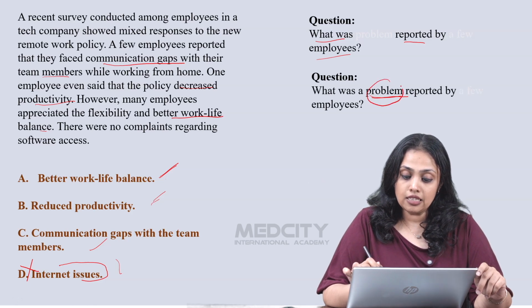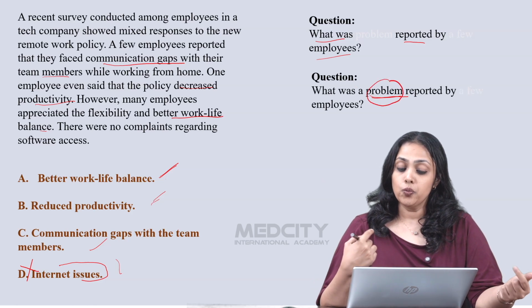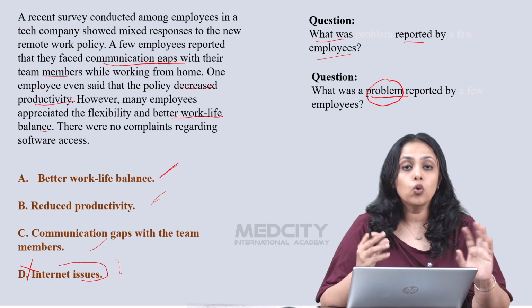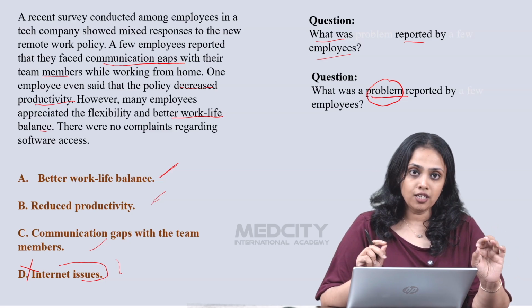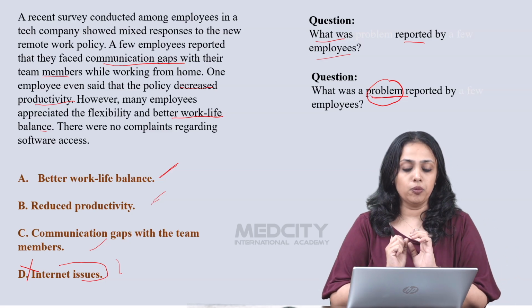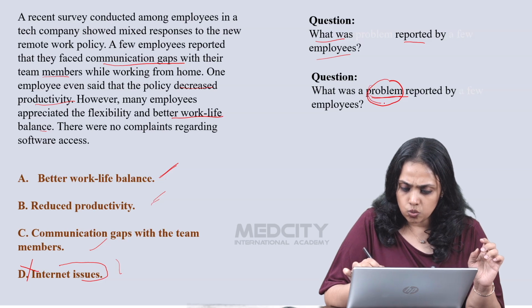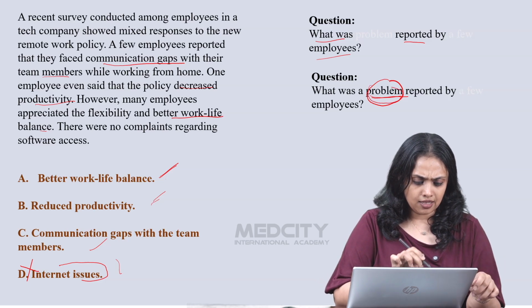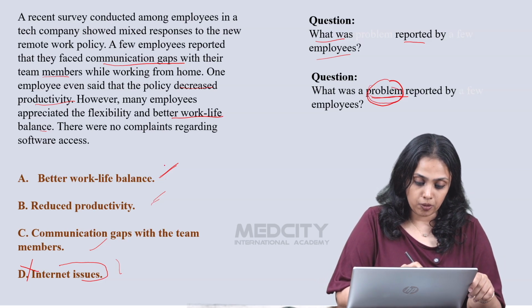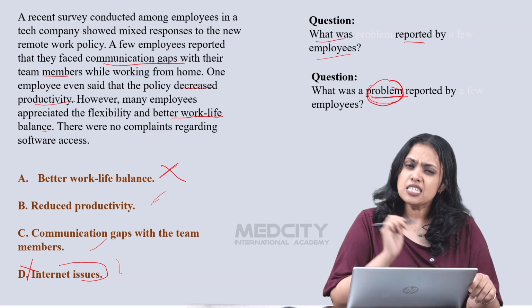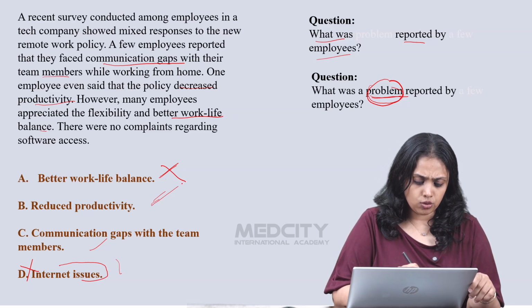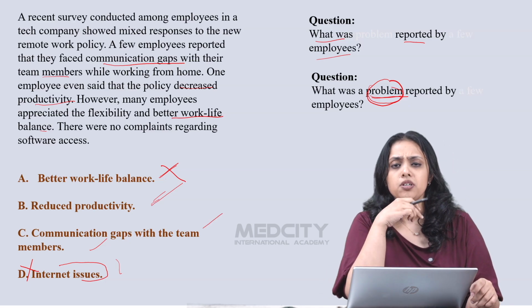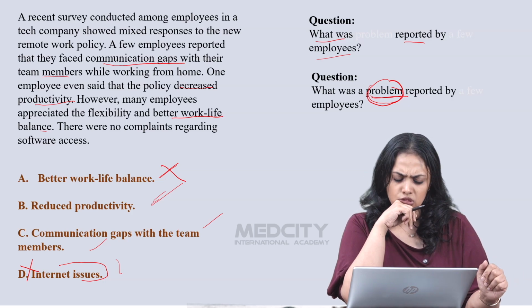Now you understand that you need to focus on the problem. When you read the first time, you might overlook certain words. That's why you are left with a lot of options. But now when you consider this word problem, you understand that better work-life balance is of course not a problem, so that can be eliminated. Still, you have two options left, reduced productivity and communication gap. Now I need to choose one.